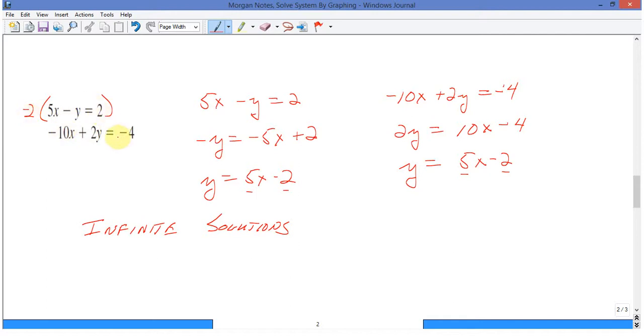So if we're going to have a situation where they have infinite solutions, what's really going to happen is one equation is going to be a multiple of the other equation. If we take one equation and multiply it by some number and it equals the other one, that's also going to tell us that they have infinite solutions.